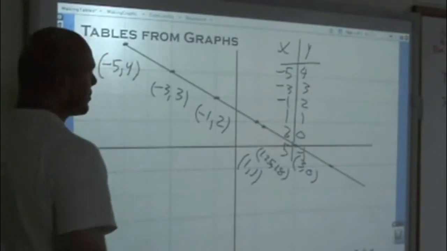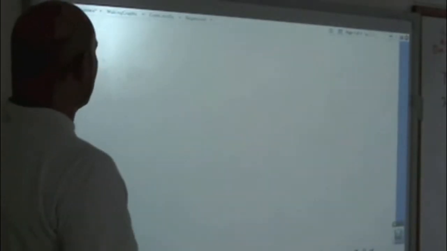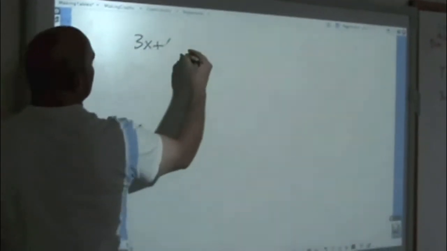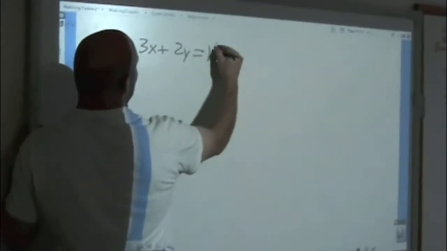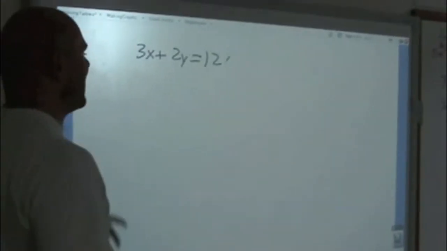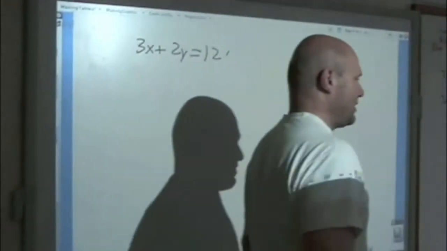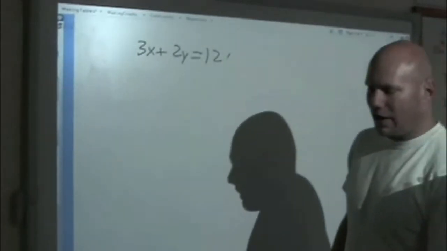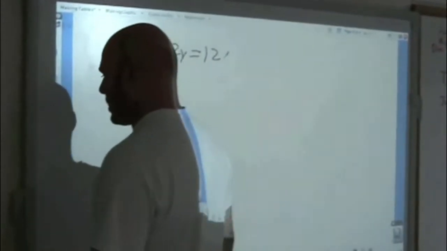All right. So one more thing here. What if I have a little bit more complicated equation? Let's say I have an equation that says 3x plus 2y is equal to 12. How do I make a table out of that? Well, the first thing is, it's the same thing I would have done before. I could pick whatever x's and y's that I want, in order to create the situation I want.